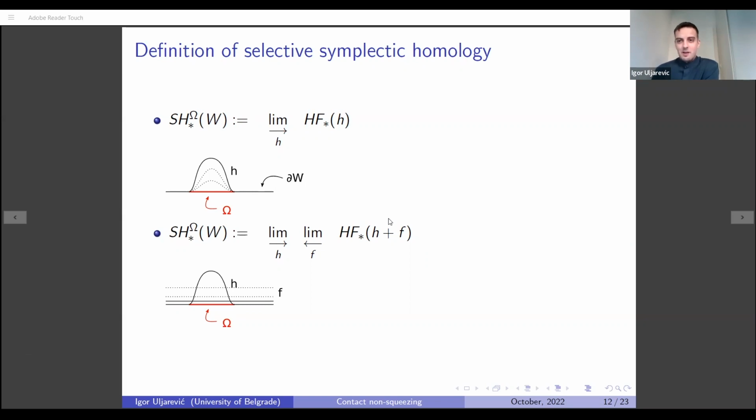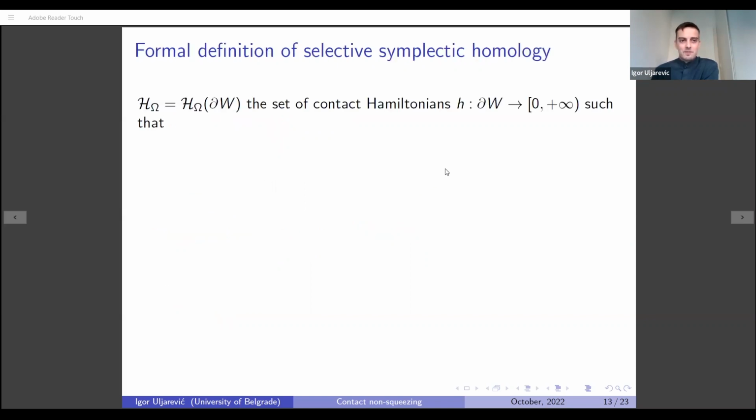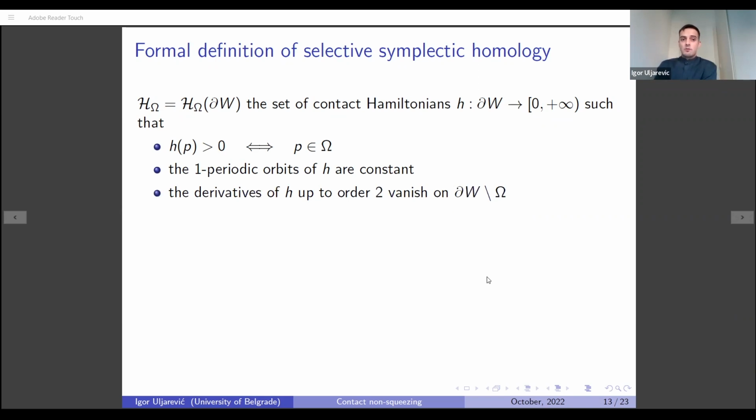Now, on the next slide, I'm going to repeat this definition, but more rigorously. I'll denote by H omega the set of contact Hamiltonians H that are non-negative, such that they are strictly positive on omega, and they are zero elsewhere, such that the one-periodic orbits of H are constant. So in particular, this implies that no one-periodic orbit of H intersects omega. And finally, I assume the derivatives of H up to order 2 vanish on the complement of omega.